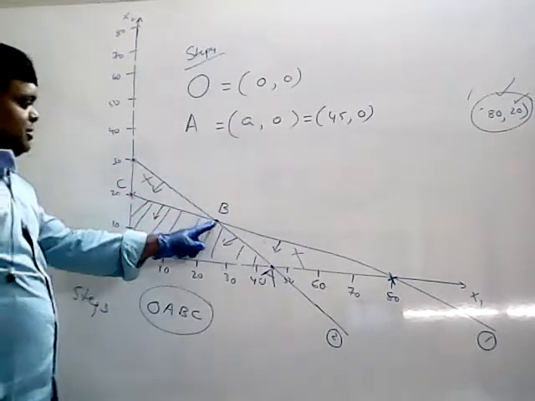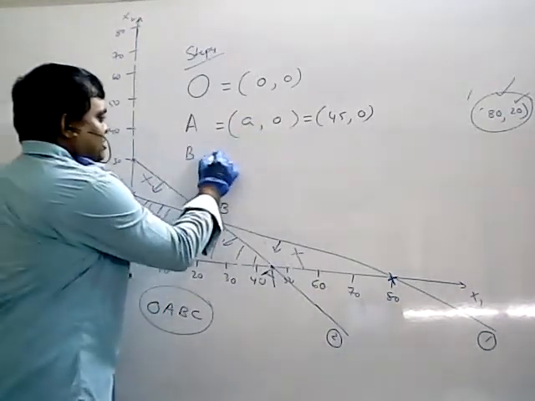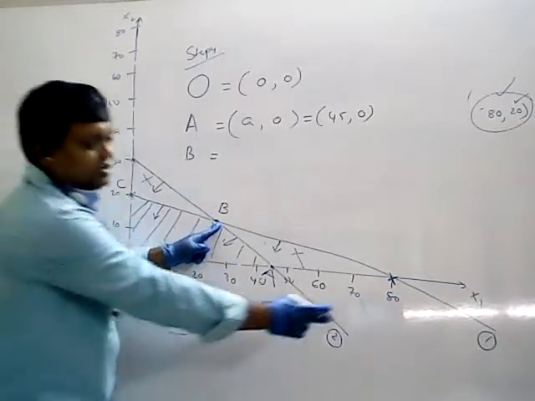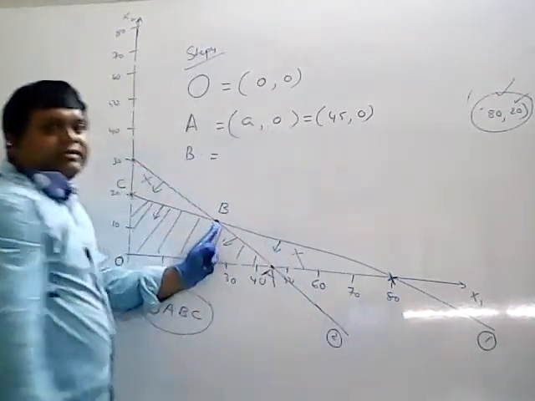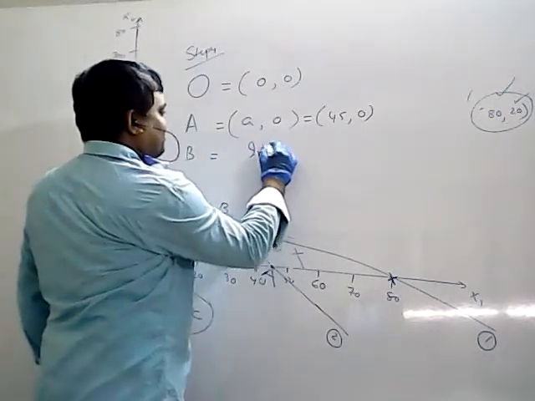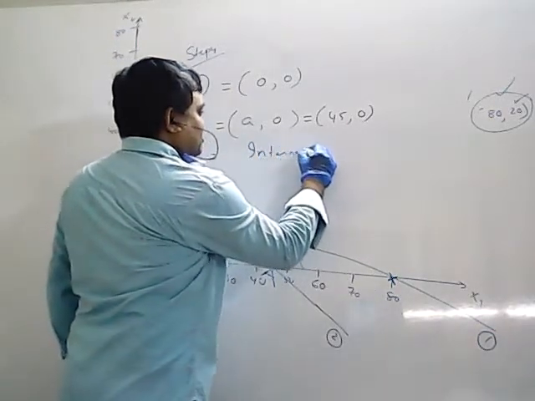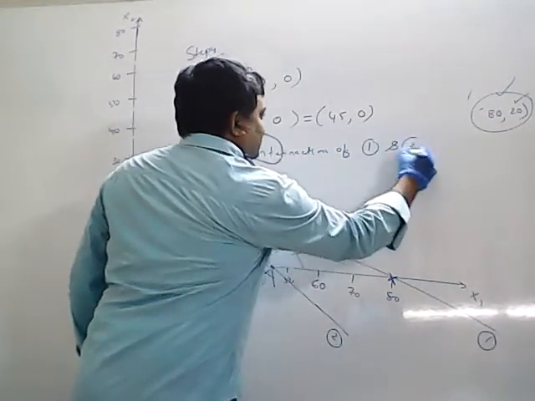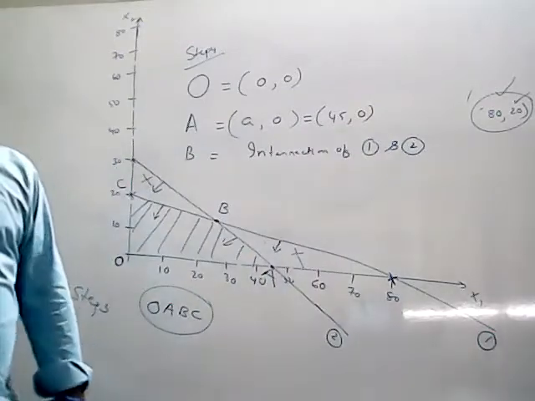Next corner point is B. This is important. How will you get B? B is the intersection point of which lines? 1 and 2. If you solve 1 and 2, you will get the B point. Right? B is the intersection of 1 and 2.